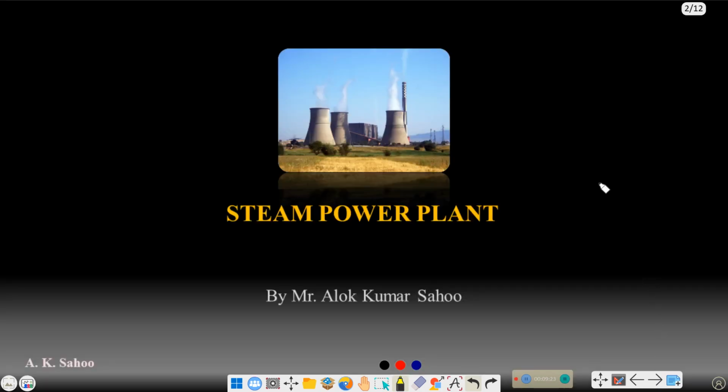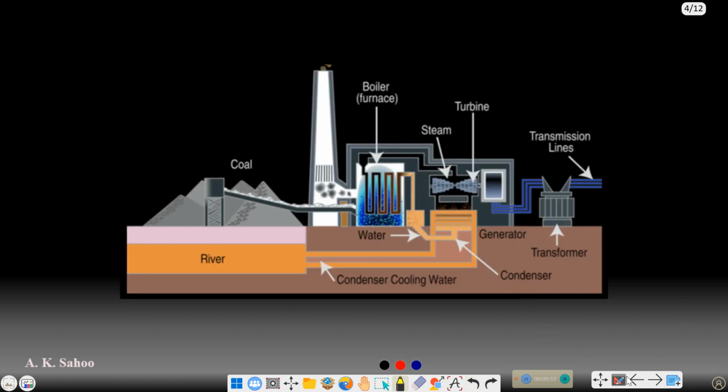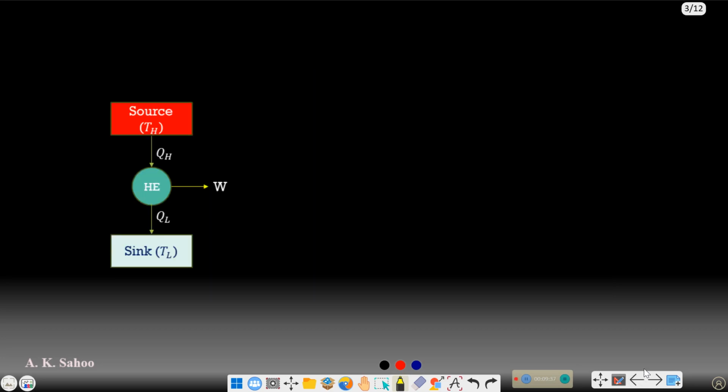Okay, so let us move to the next slide. This is the steam power plant we are going to discuss. But before that, let us try to understand what the second law of thermodynamics is and what the Kelvin Planck statement is. This is the Kelvin Planck statement, and this is a possible engine according to it. Let me write it down.